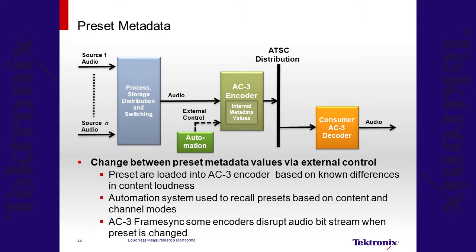Care has to be taken in ensuring correct frame sync, as some encoders can disrupt the audio stream when a preset change is made. This will result in an audible glitch to the transmission output. This mode is often used when changes have to be made between stereo and multi-channel audio programs.